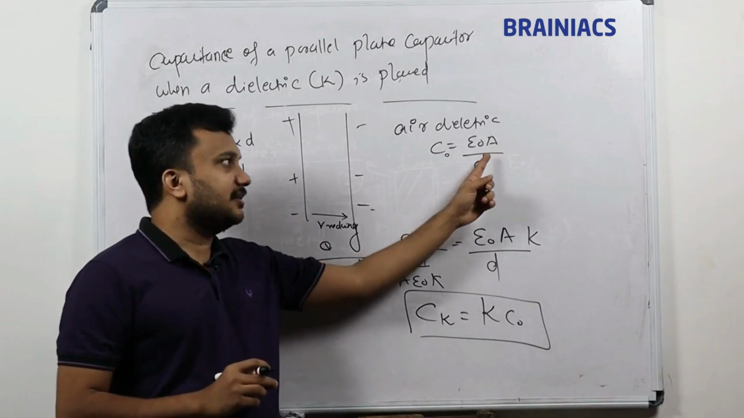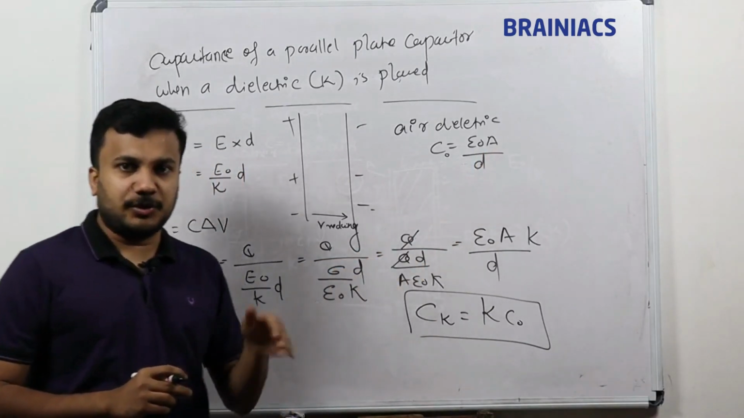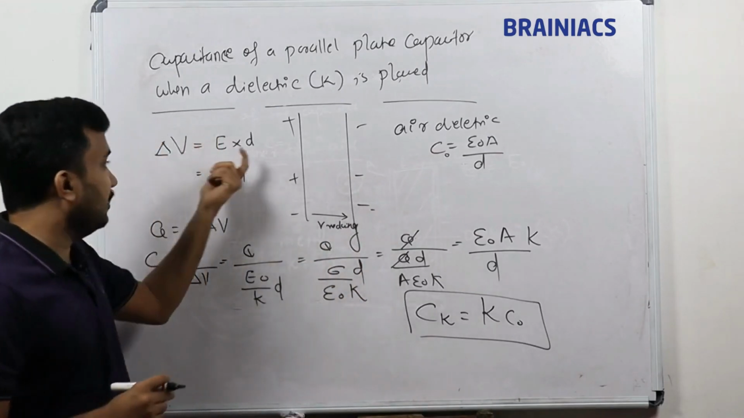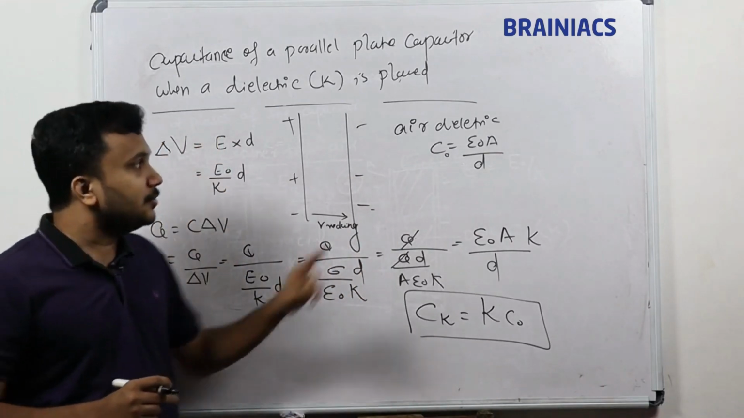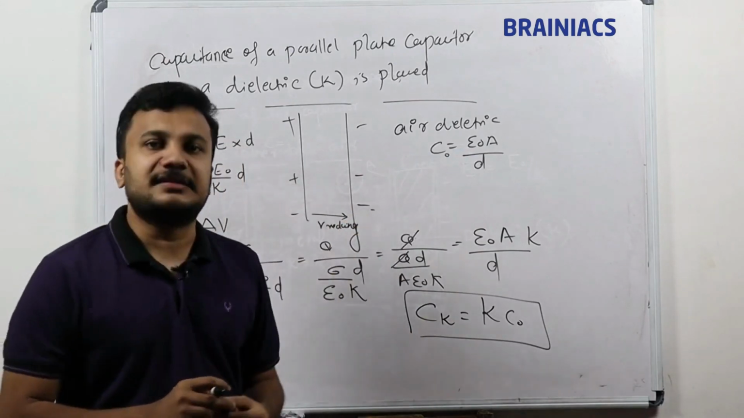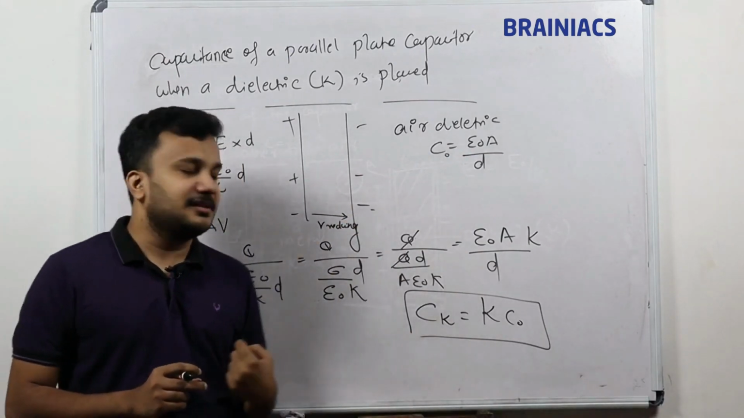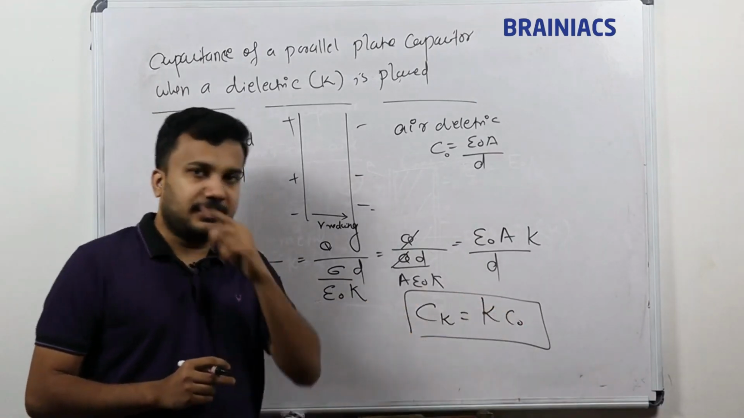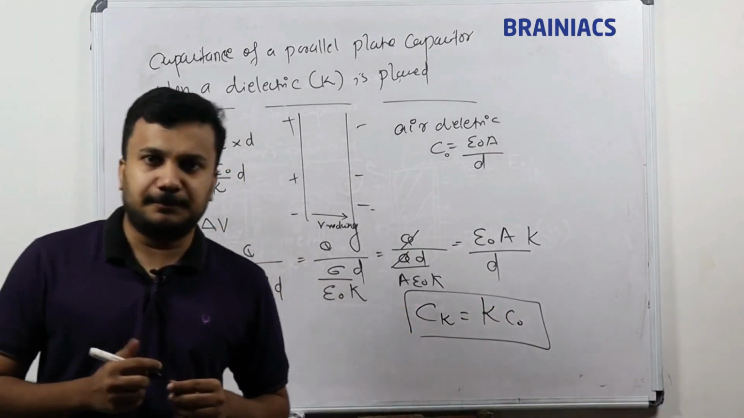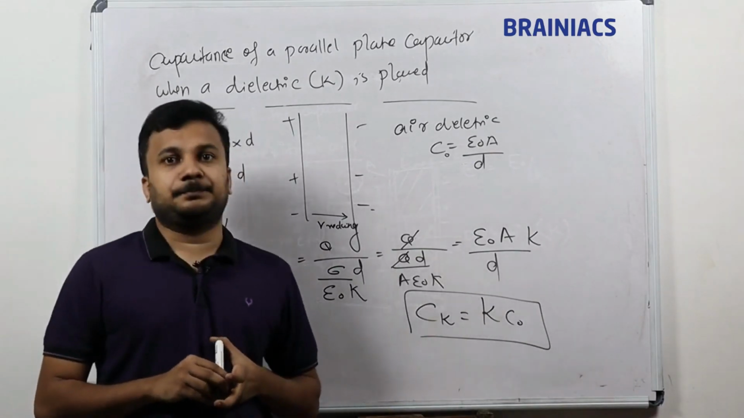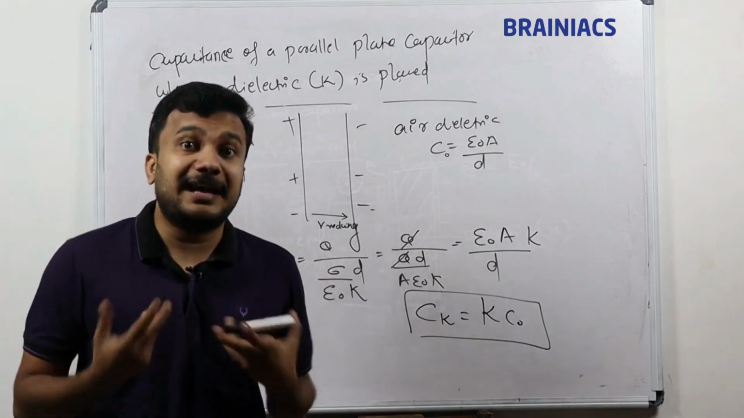So the air dielectric is epsilon A by D. To understand it easily, I am giving C0 because I am using the notation E0 for air. So C0 I am using. So whenever I place any other material having a specific dielectric constant, then Ck is equal to K times C0, which means what? Is an air capacitor good, or is a capacitor with a dielectric good?